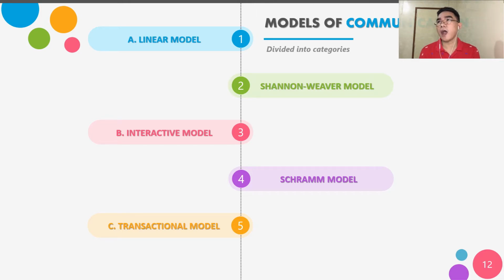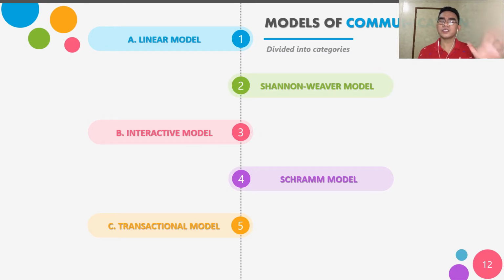Actually, there is another term for this model, the Osgood-Schramm circular model, because it was not only formulated by Schramm, but is also a collaboration between Osgood and Schramm, and it is a circular model. The last one is the transactional model, and the best example of that is the transactional communication model. We're going to discuss that later on as we go on with our discussion.